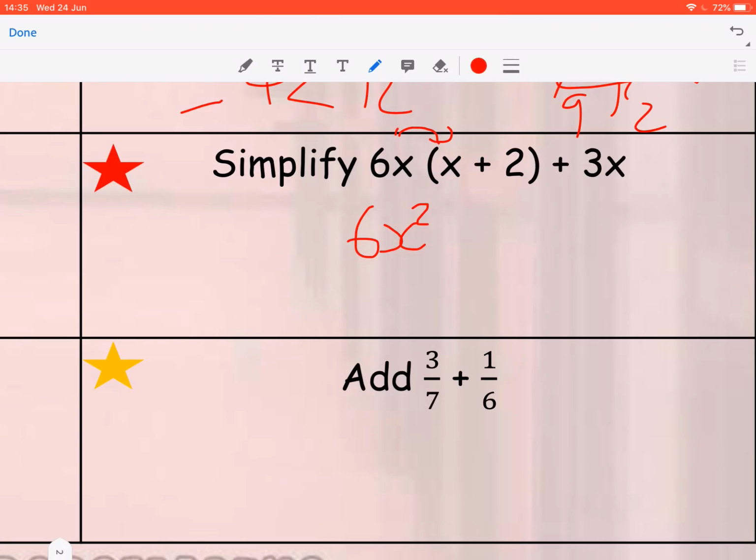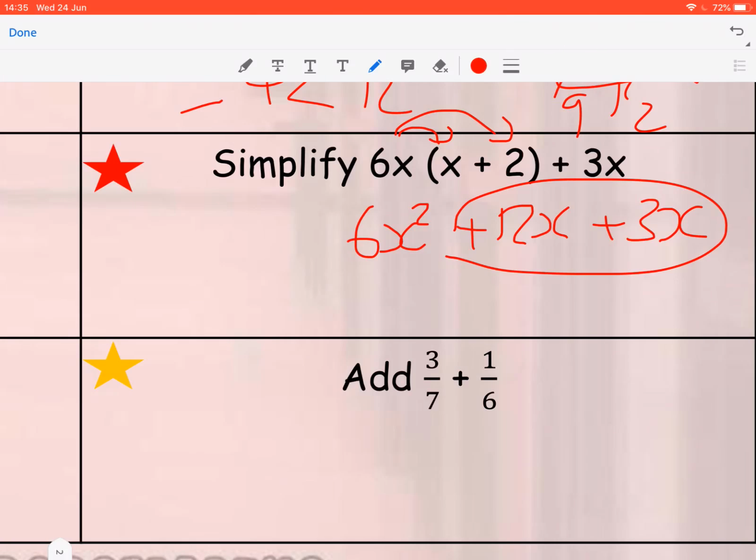Last one, okay, so 6x times x is 6x squared. So multiplying this out. Then 6x times 2 is 12x. And then 3x goes on the end. Okay, these two are the same, so I can simplify them. 6x squared plus 15x.